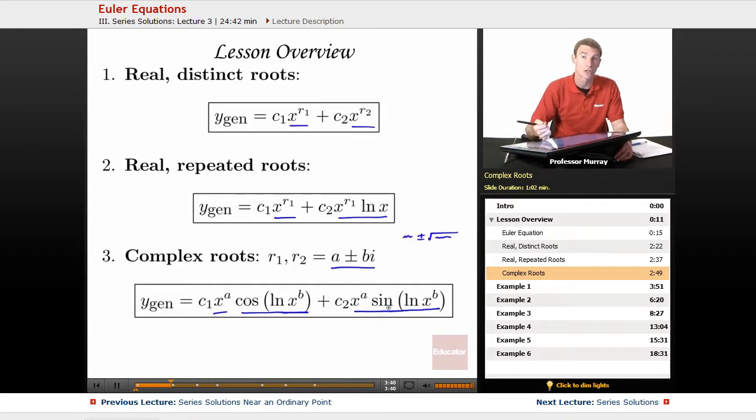You solve the characteristic equation, get the two roots, and then just depending on which of these three situations it is, you just drop it into one of these three formulas. So let's try that out with some examples.